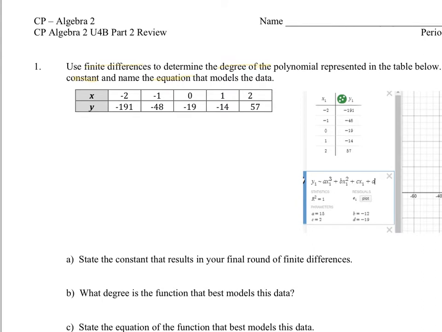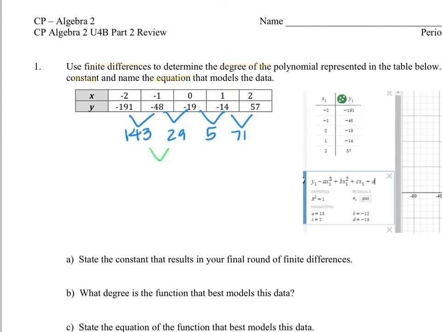So the first thing we're going to do is take a look at these finite differences and see how far it goes down. Between negative 191 and negative 48, it's headed up, so it's going to be a positive 143. Between negative 48 and negative 19, we get 29. Between negative 19 and negative 14, it's moving up 5. Between negative 14 and 57, it's heading all the way up 71.